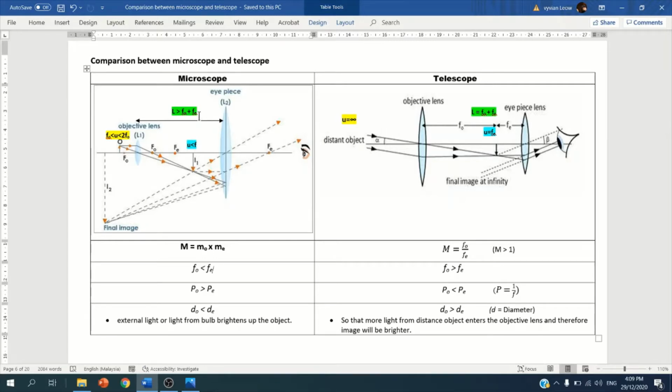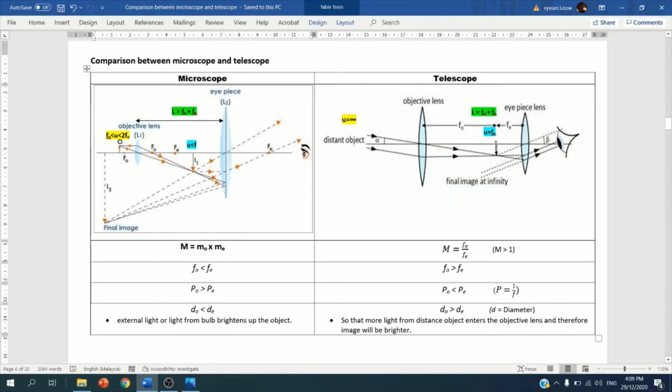From here we can see that capital F means focal point. The focal point of the objective lens of the microscope and the focal point of the eyepiece of the microscope are apart. They are not on the same point. But for the telescope, the focal point of the objective lens and the focal point of the eyepiece fall on the same point.